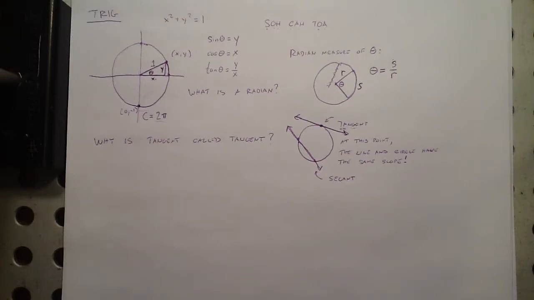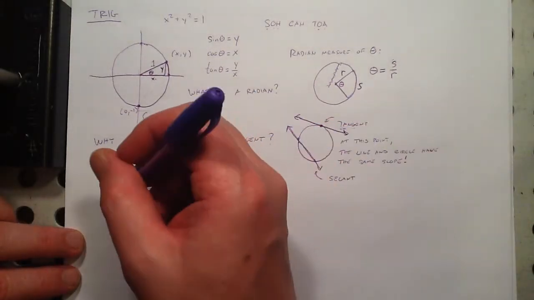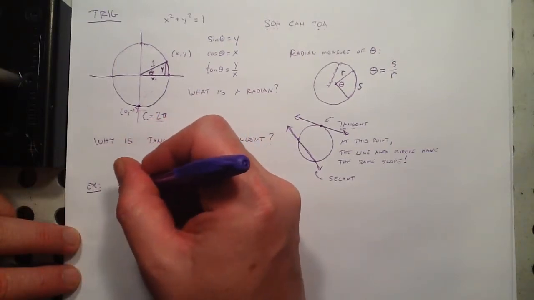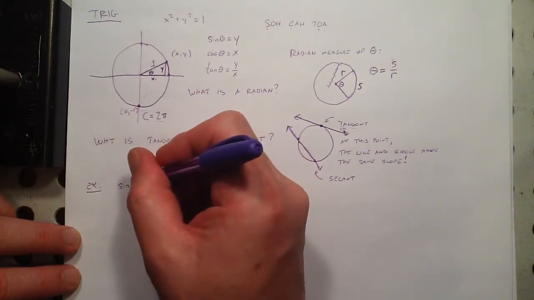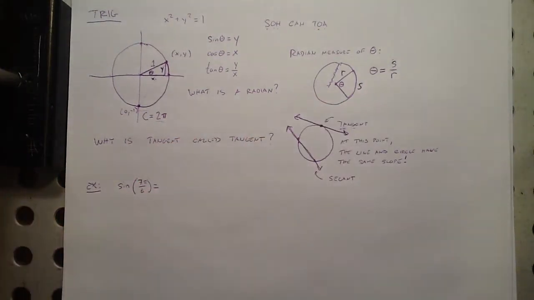Now, what about actually finding values of trig functions? In other words, what if I ask you, without a calculator and without agonizing too much, what's the sine of 7 pi over 6? Like, what is your thought process there?